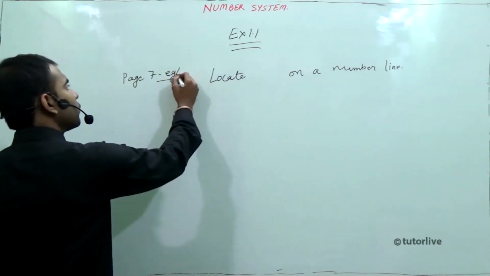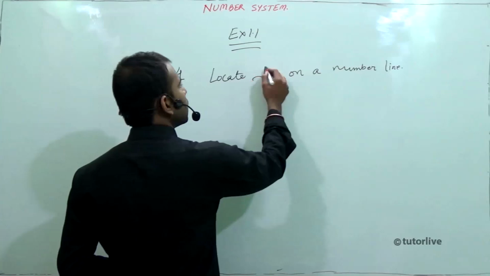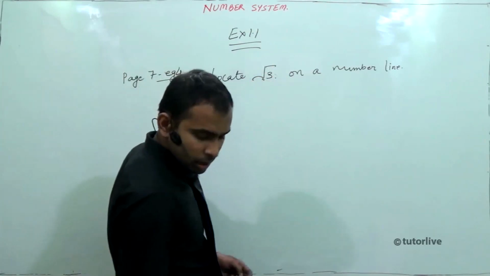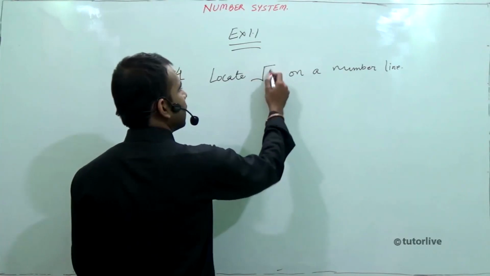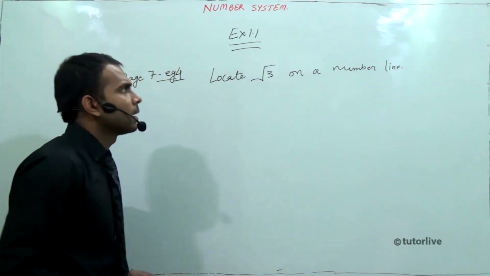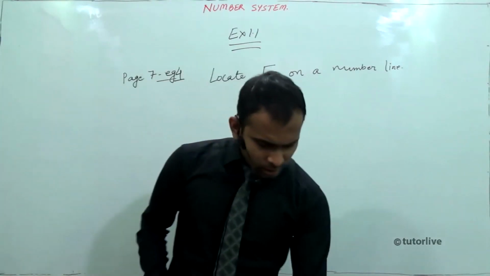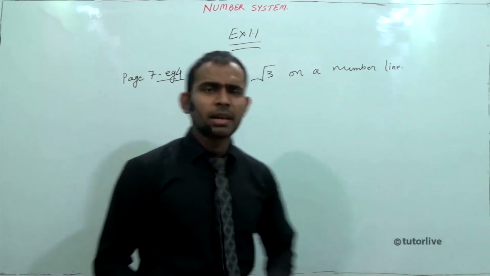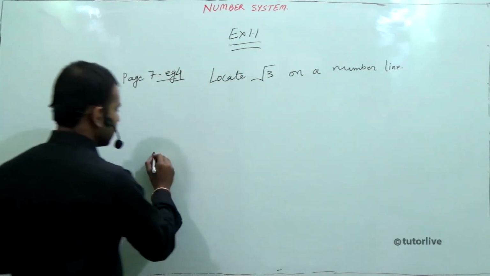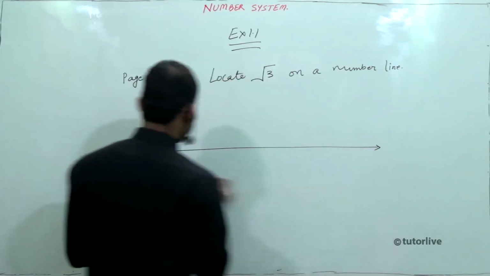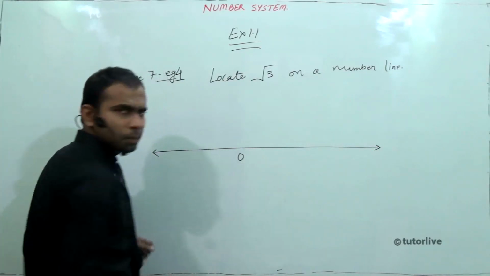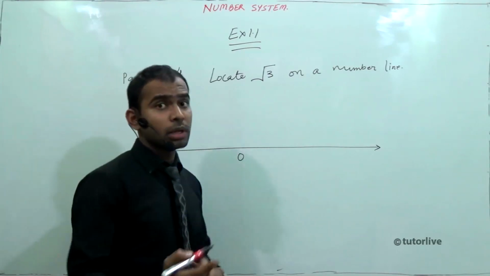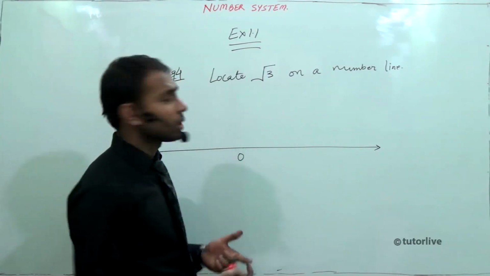So it's example number 4, and locate root 3 on the number line. Okay, my handwriting is a bit bad, but bear with it. You'll understand it soon. Now, the first step, drawing a straight line, taking a point, marking it 0, right? We have to go for root 3, right? So we'll have to take 2 steps first.